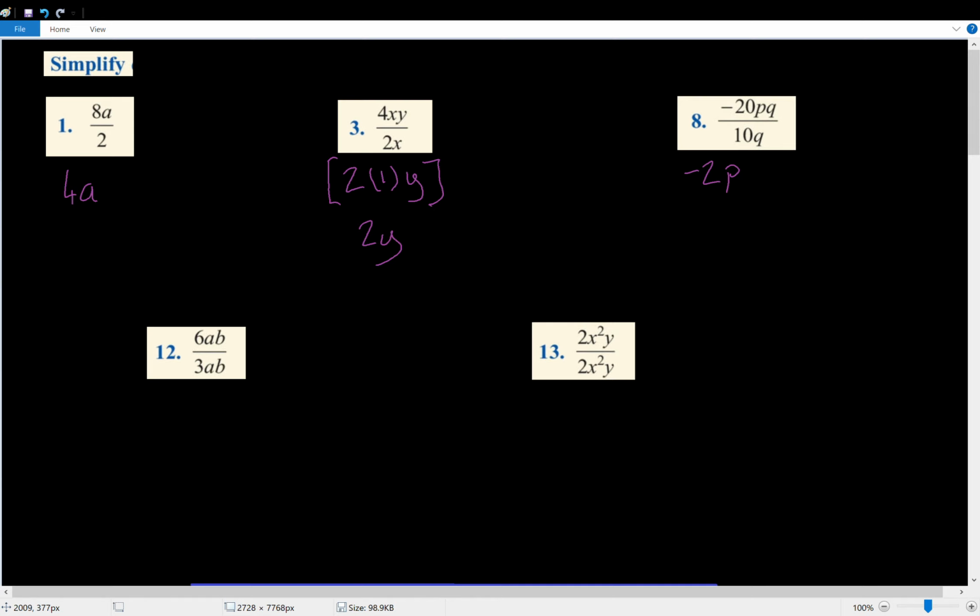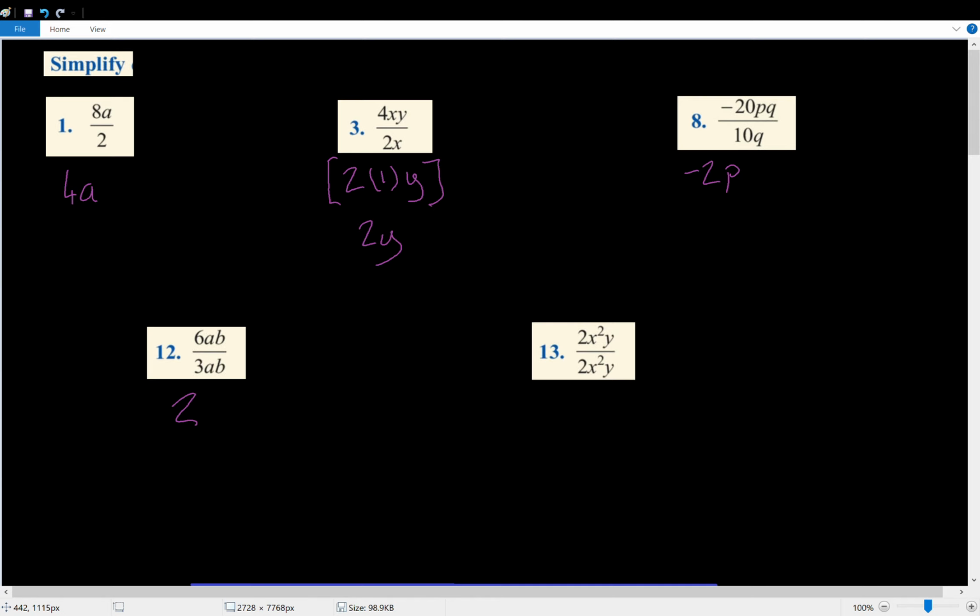For question 12, we've got 6ab divided by 3ab. This one's actually going to be nice and simple. 6 divided by 3 is 2, and ab divided by ab is 1, so we don't need to write that in, we just have 2 as our answer, like that.